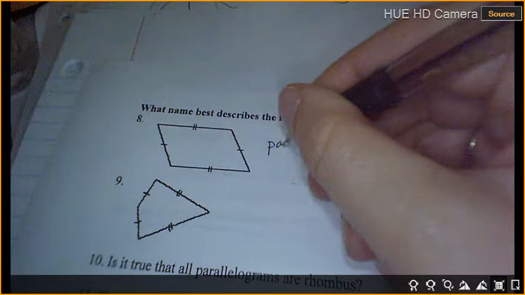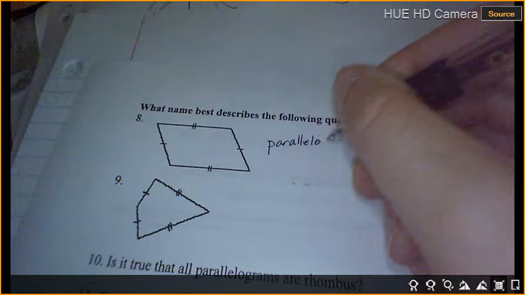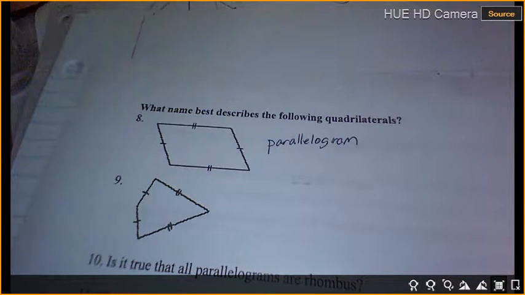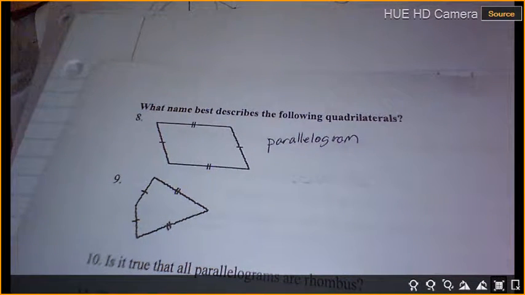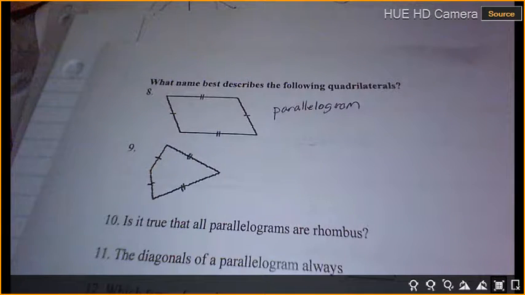Parallelogram. I have a lot of people tell me that it's a rhombus. Why is it not a rhombus? Because all sides are equal. All the sides would have to be equal to make it a rhombus, right? Okay. This shape, I had so many people not know what it is.